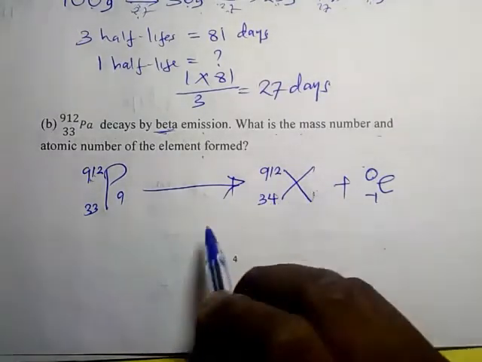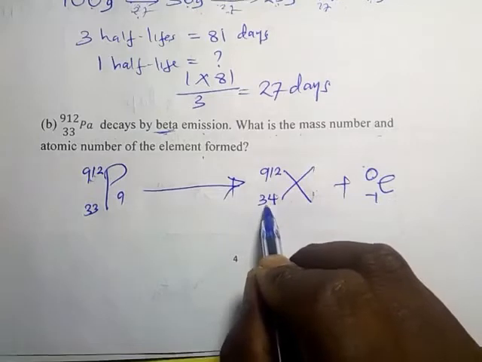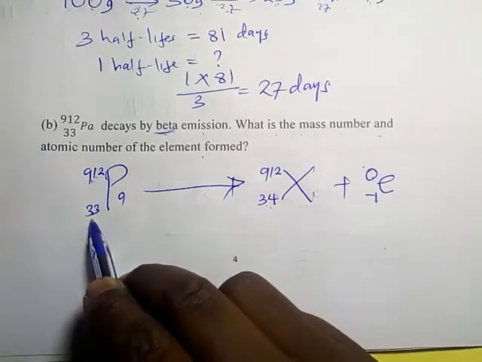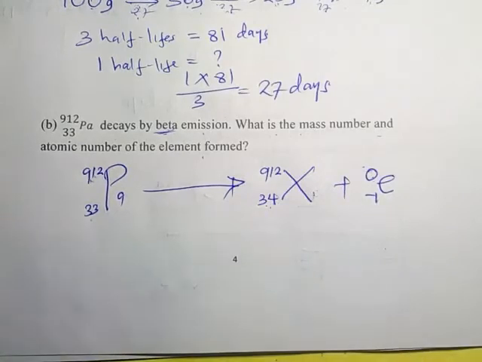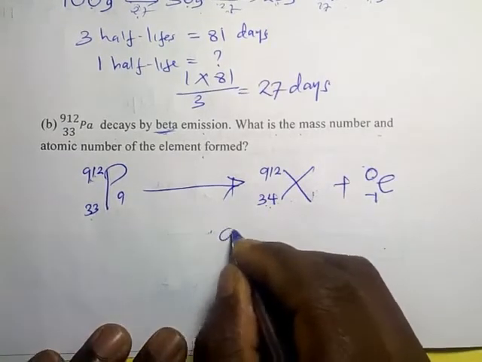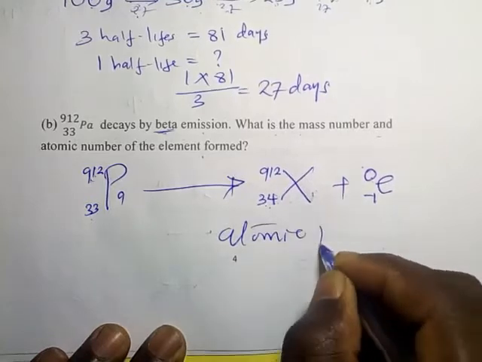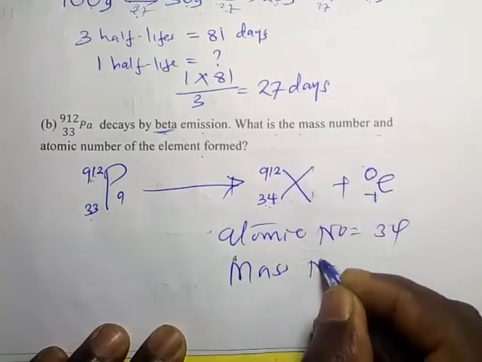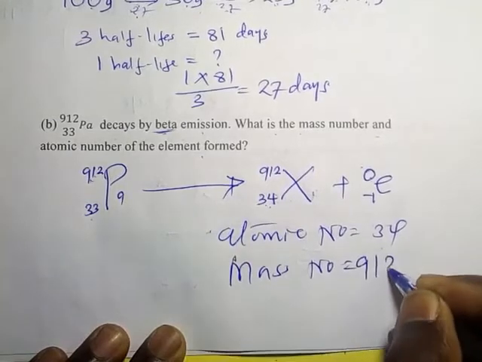Remember that. So now this plus this, it is 33. So what is the atomic number? Atomic number equals 34. Mass number equals 912. It does not change.